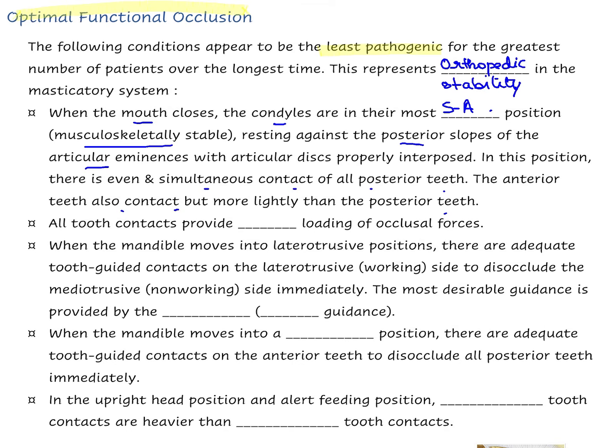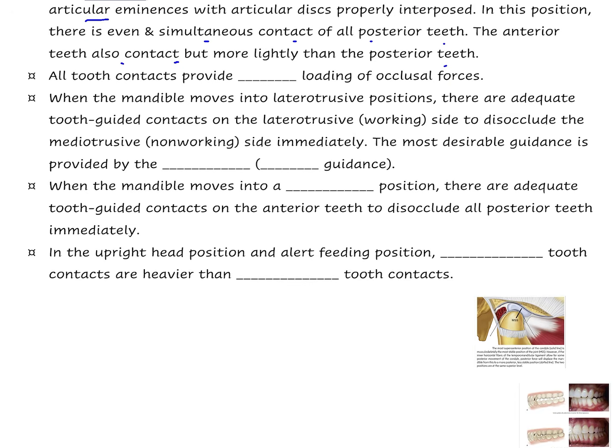So keep your teeth in maximum intercuspation, okay? Right now, it is a little away from your centric position. We saw that centric and maximum intercuspation are a little away from each other. But when the joint is in centric relation, there is very little contact on the anterior teeth, and your posterior teeth are in complete contact. Can you feel it yourself? Your posterior teeth are in full contact, anterior teeth are just slightly touching, right? All tooth contacts provide axial loading of occlusal forces.